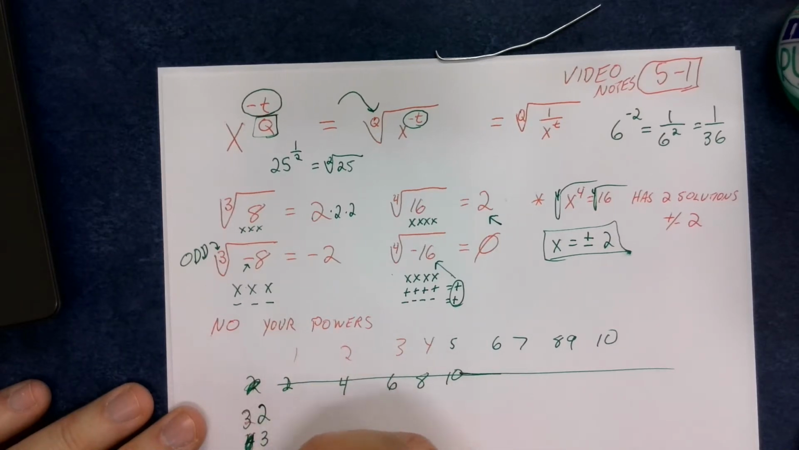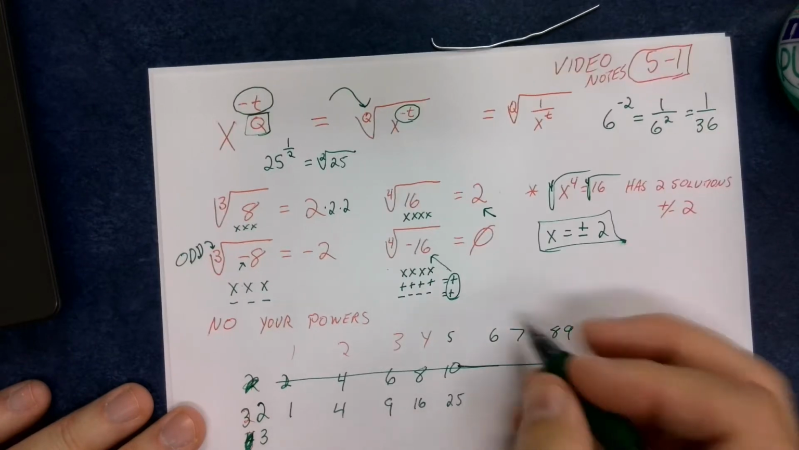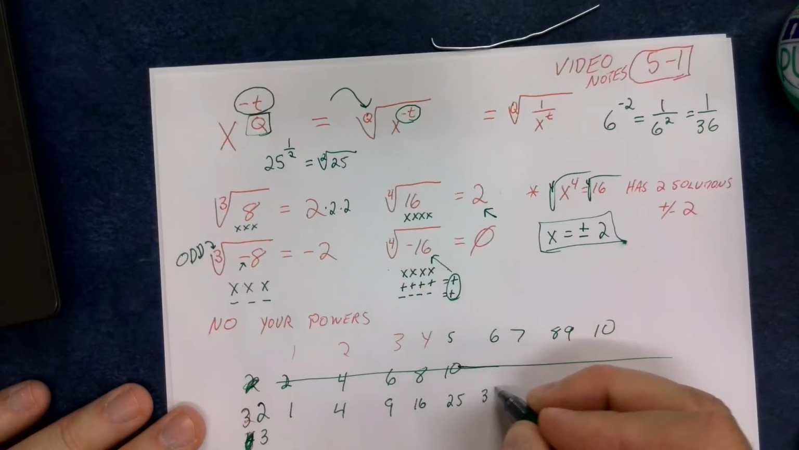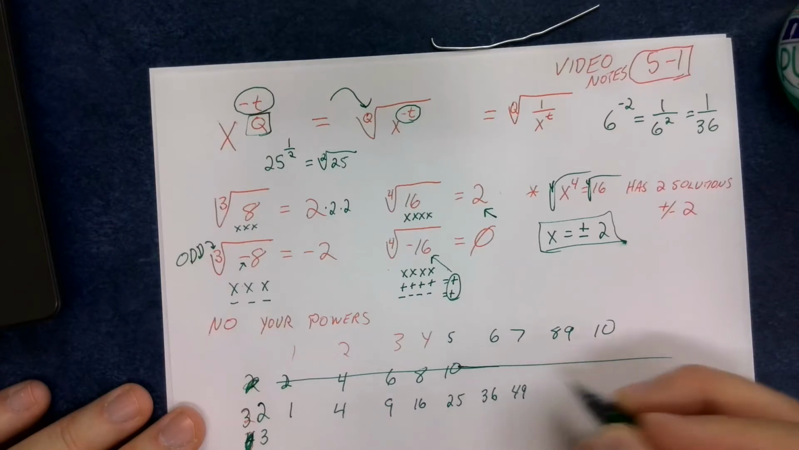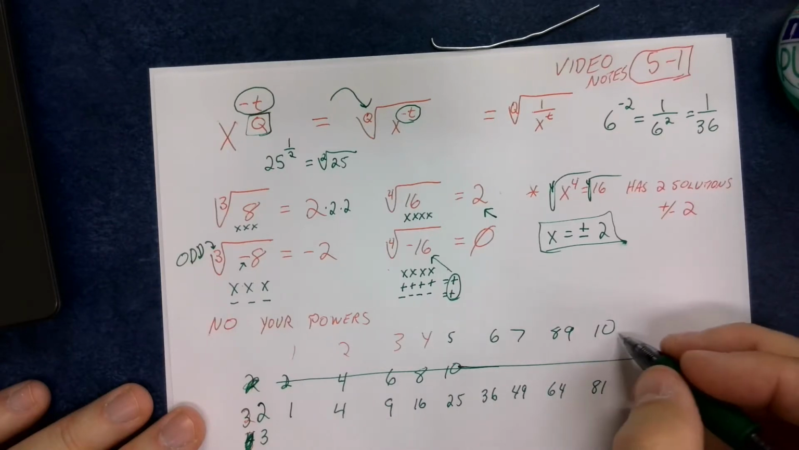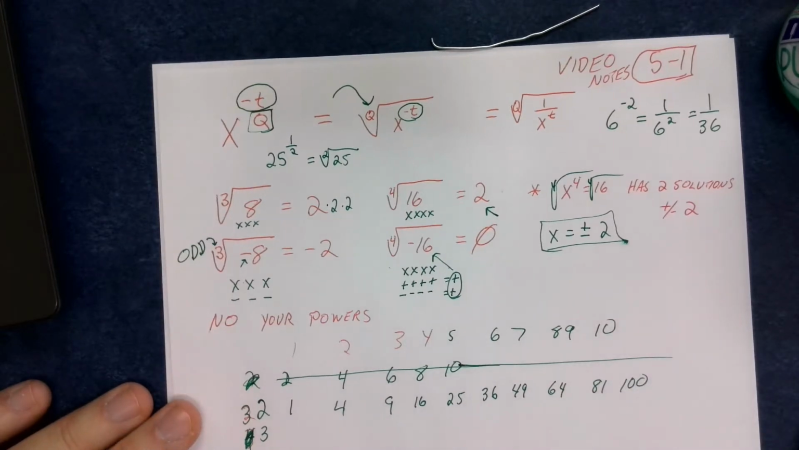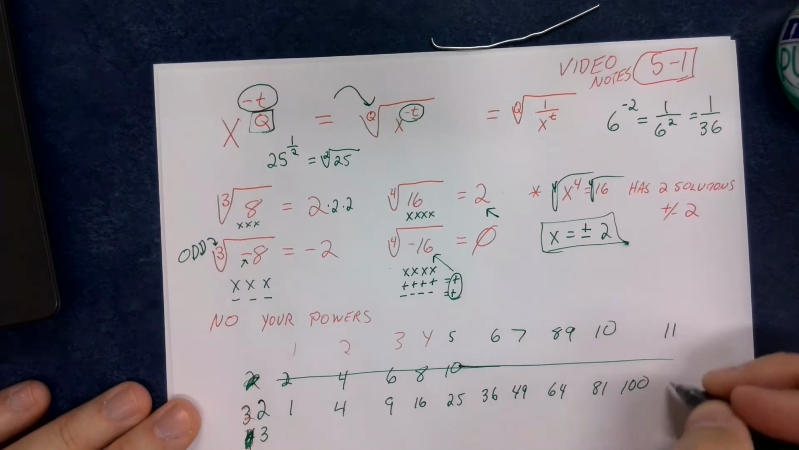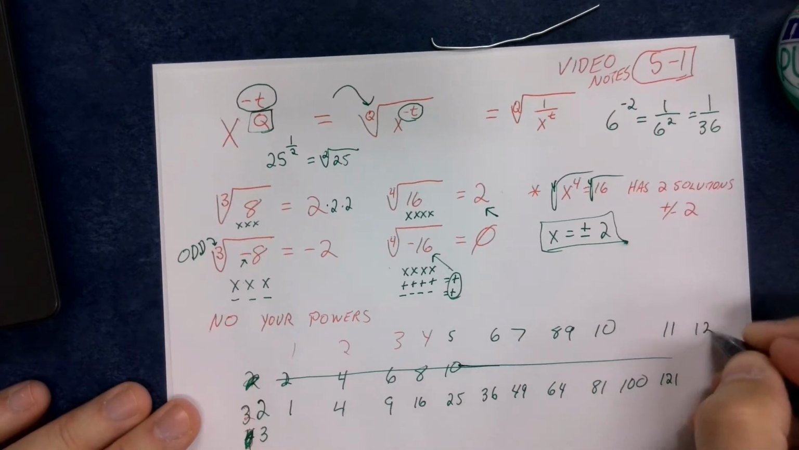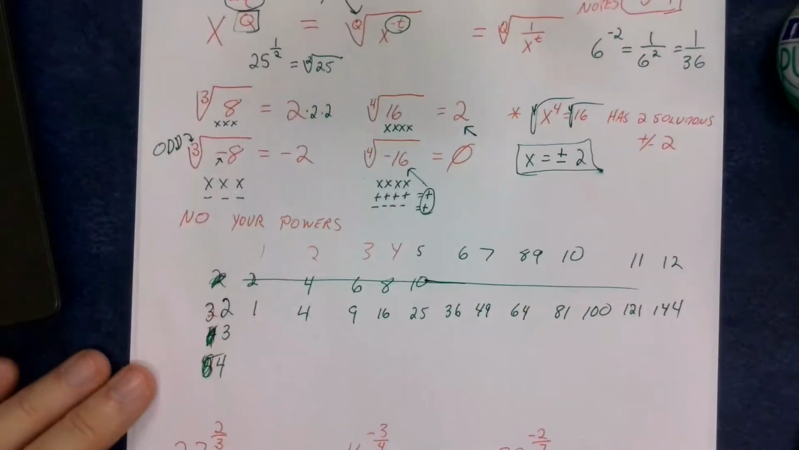I'm going to change the focus here a little bit. So I square 1, I get 1. I square 2, I get 4. I square 3, I get 9. I square 4, I get 16. Square 5, I get 25. Square 6, I get 36. Square 7, I get 49. Square 8, I get 64. Square 9, I get 81. And square 10, I get 100. So you should know all of your squares. In fact, you probably know 11 is 121, and 12 is 144. We should probably go up to an even dozen there.